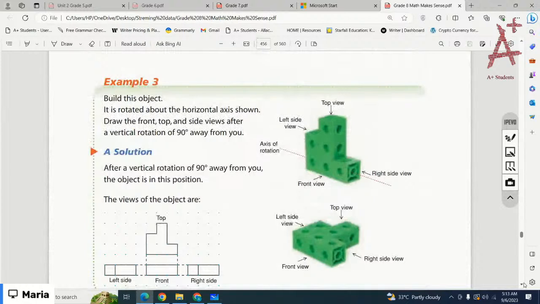Okay, build this object. If it is rotated about the horizontal axis shown, draw the front, top, and side views of a vertical rotation of 90 degrees. You have to rotate vertically 90 degrees. That means either you have to move clockwise or anti-clockwise, because that is a vertical rotation. Vertical rotations are either clockwise or anti-clockwise, or horizontal rotation is either away from you or towards you, right?